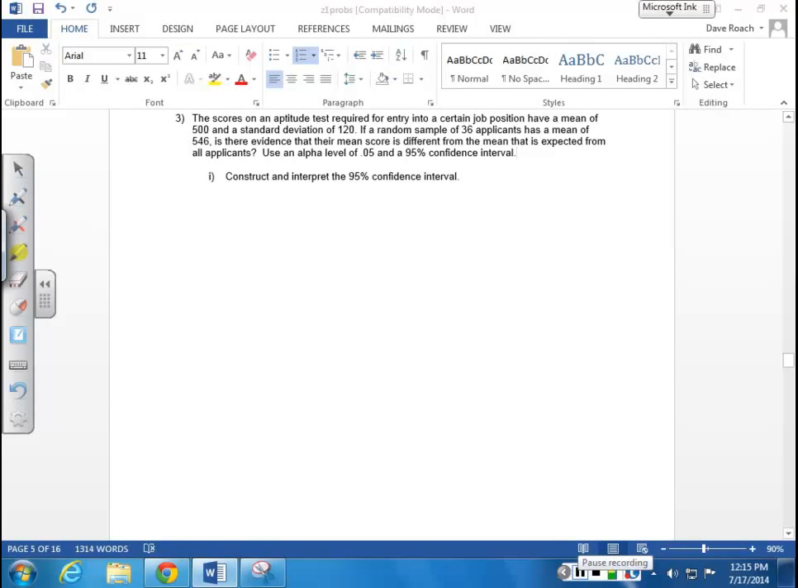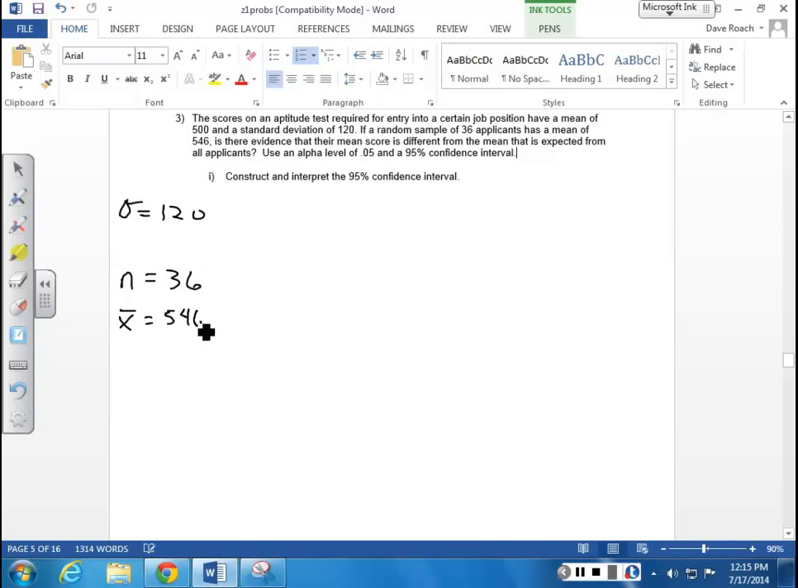Okay, in the next problem, the aptitude test has a mean of 500 and standard deviation of 120. I'm going to go ahead and write that standard deviation down, 120. We have a random sample of 36, with a sample mean of 546. And we want to know if we can conclude that the population mean score is different from what's expected. So HA is going to be mu different from 500.